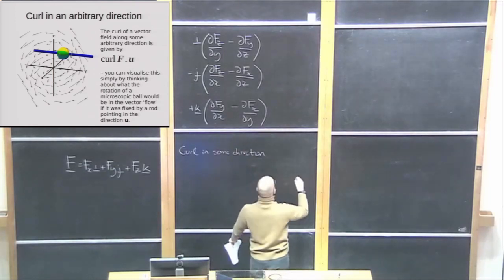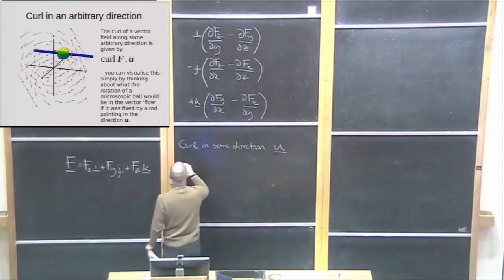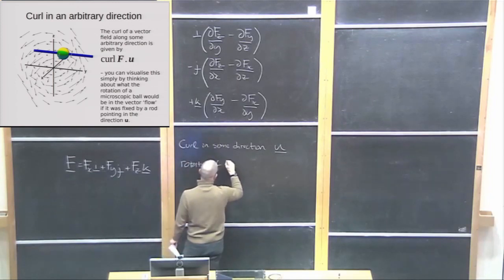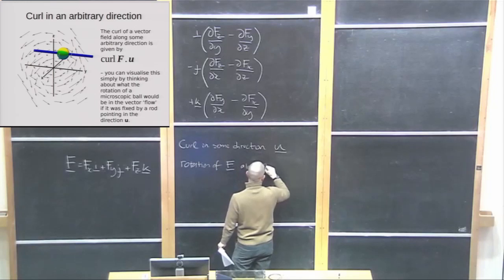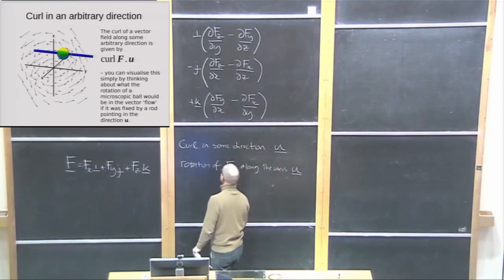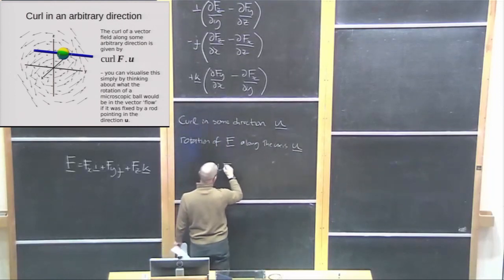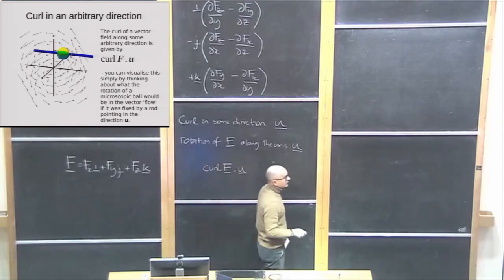So if I consider, in this case, some vector u, then the rotation of my vector field f along the axis given by u is simply the curl dotted with that direction.